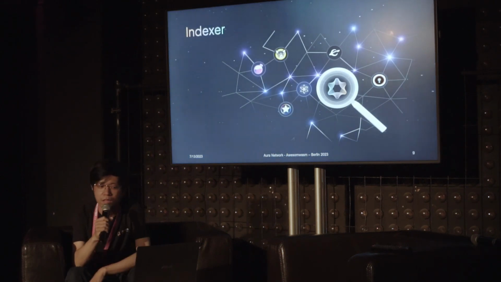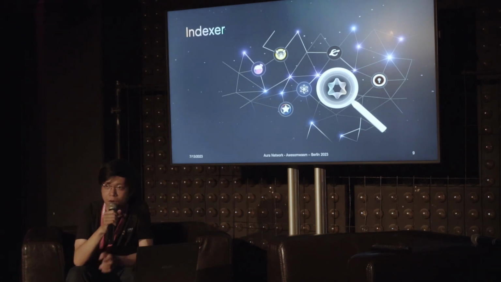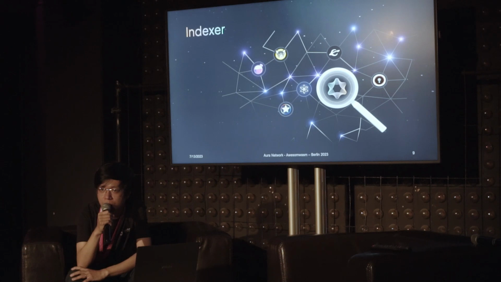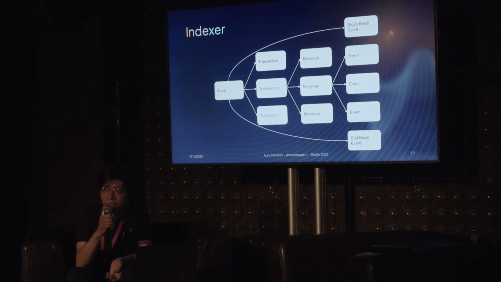So, the next one I want to talk about is the indexer. As application developers, we know that we need to track the events of our contract in the blockchain. However, this is a very complicated process. Here is a diagram showing how events in a Cosmos chain are emitted. One block has many transactions, then a transaction can have many messages, which also have many events, and we have to track all of those.